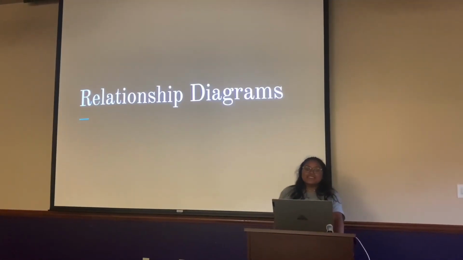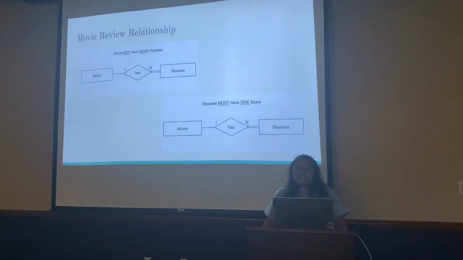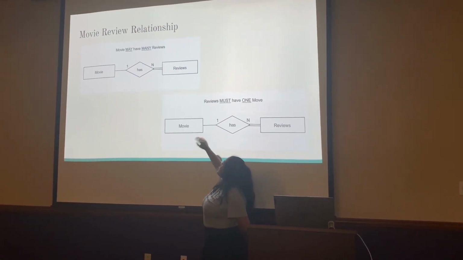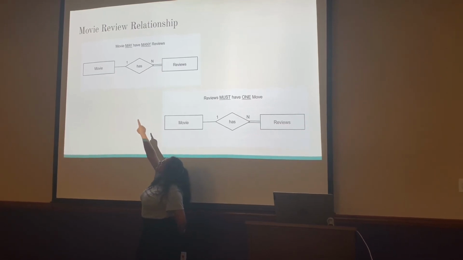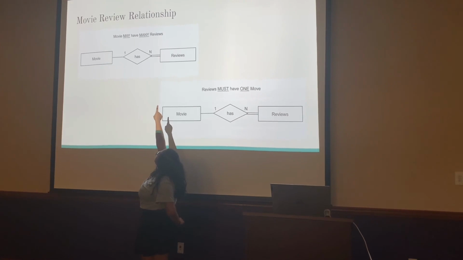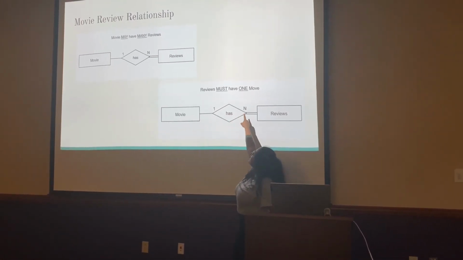Okay, I'm Sami, and next we're going to be talking about our relationship diagrams. So right here we have our first relationship. Movie may have many reviews. We did may because there's a single line right here between the relationship has, and then we have a must relationship over here because the reviews must have one movie.